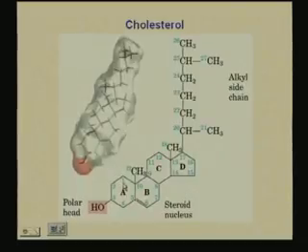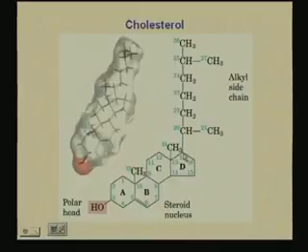The numbering starts from ring A with 1, 2, 3, where the OH is attached to 3, then 4, 5, and it goes to ring B. There is a double bond between 5 and 6. So, it continues 5, 6, 7, 8, 9, 10. That forms rings A and B. The numbering then begins at ring C, where we have 11, 12, 13, 14, and at ring D, 15, 16, 17.